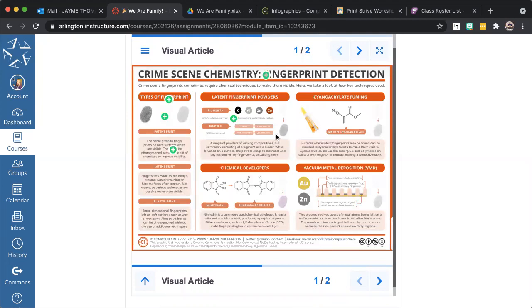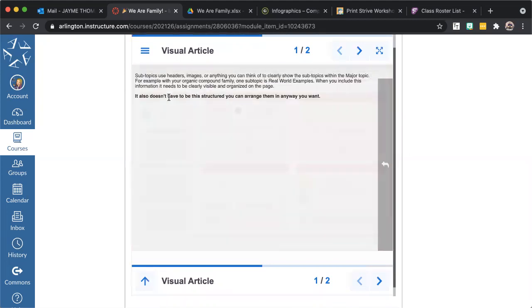It should tell me what your topic is and what I'm going to be reading about on this infographic. Then you should also have subtopics. You don't want to just put all the information everywhere. You want to have it organized so that it's easy to follow, okay? So usually you use subtopics.